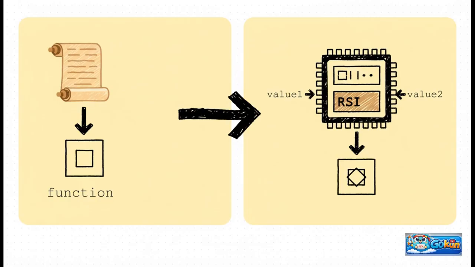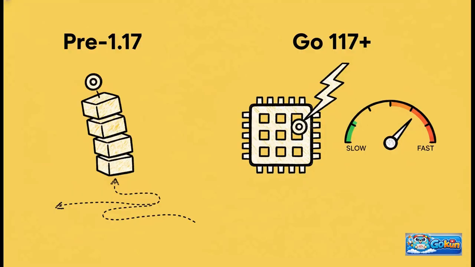First, put the first value in the RDI register, then put the second value in the RSI register, and only then can you execute the hardware's call instruction. The logic is the same, but now it's speaking the native language of the CPU. And believe me, this isn't just some academic detail. It has a huge impact on performance.